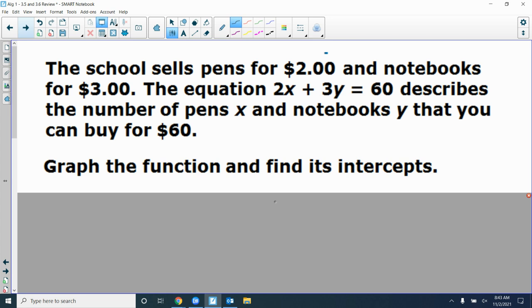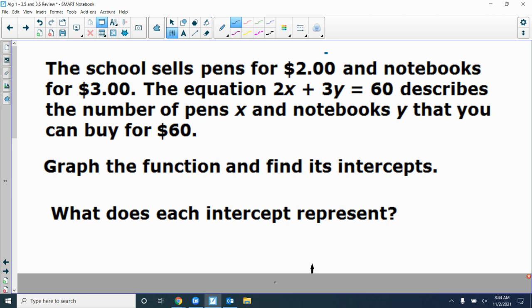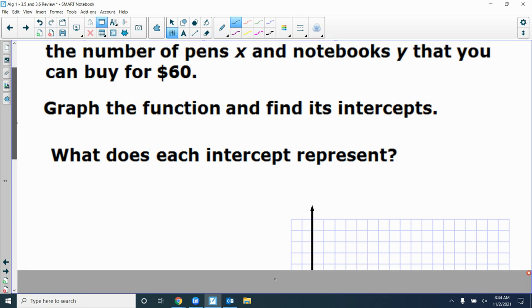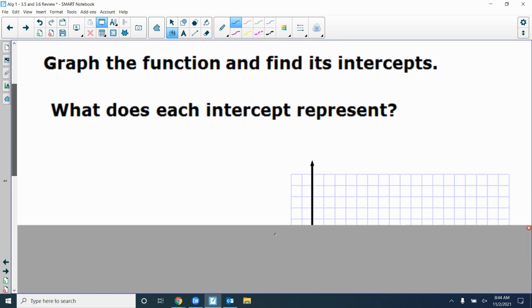Graph the function and find its intercepts. I kind of think it should be reversed: find its intercepts and then graph the function. So we should have a little bit of an area there. Find the intercepts in that spot, just like we did before. So I'm going to do it right here. I got that equation, 2x plus 3y equals 60.